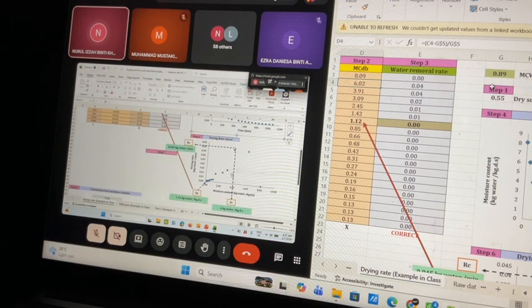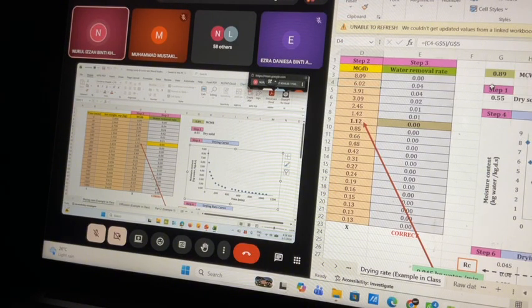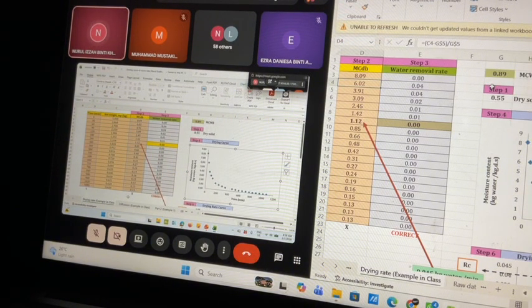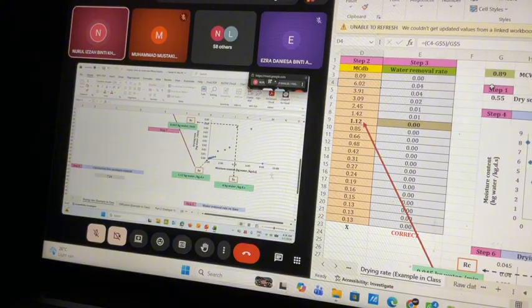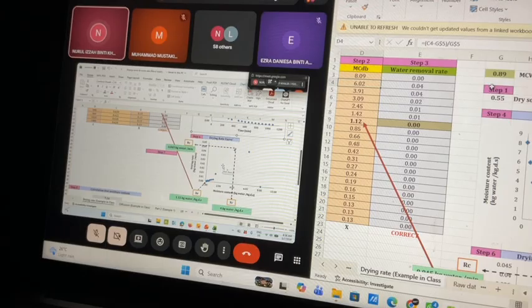Okay, so this one is the drying rate curve, which means the drying rate versus the moisture content on a dry basis. This one is your y-axis, this one is your x-axis. That's how you get this graph of the drying rate curve. From this graph, you can actually know all these properties.